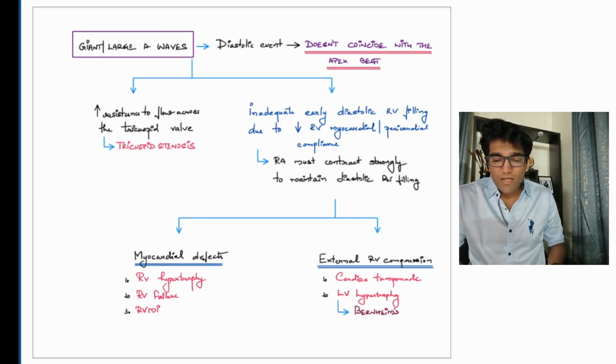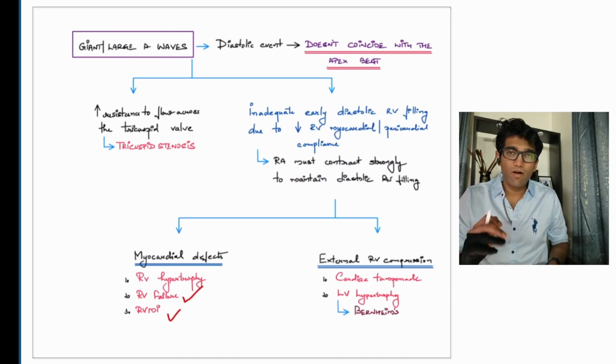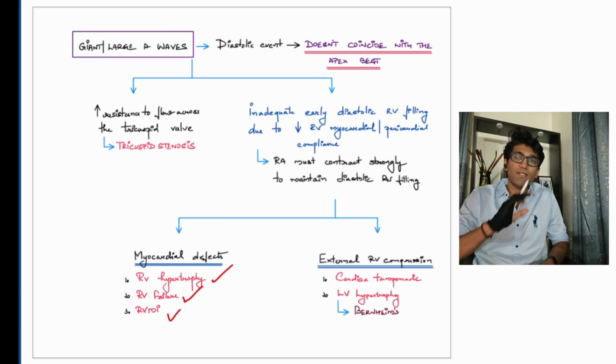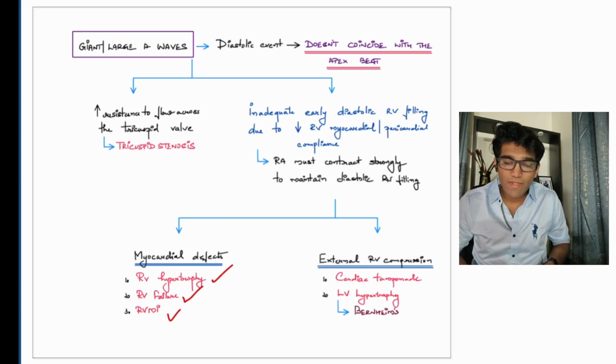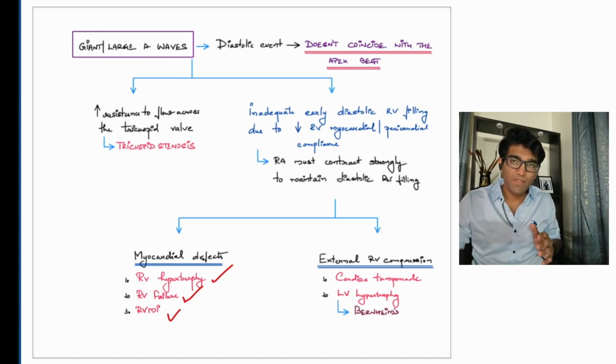Now the other causes we've already discussed. There is some kind of failure of early ventricular relaxation. Okay, because there is RV ischemia, that is RVMI, or RV failure. Okay, or there is hypertrophy of the right ventricle. Okay, the other cause is there is external compression of the RV throughout diastole. So that would happen with cardiac tamponade.